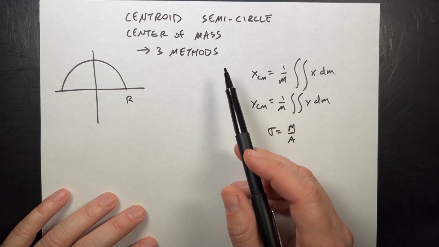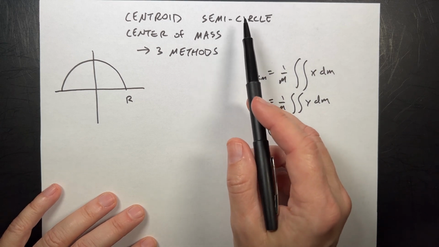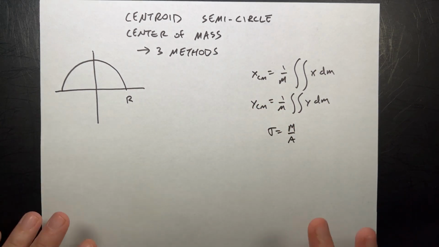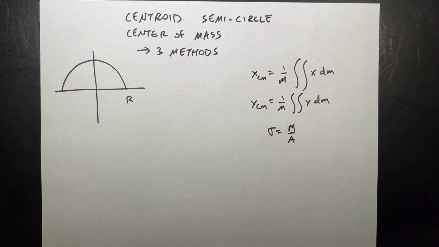Center of mass of a half circle. So I put semicircle. I think that's the same thing. And centroid and center of mass. Center of mass is the weighted average of the masses in the object, and the centroid is the center of the area. But if the density is constant and the gravitational field is constant, those two things are the same.